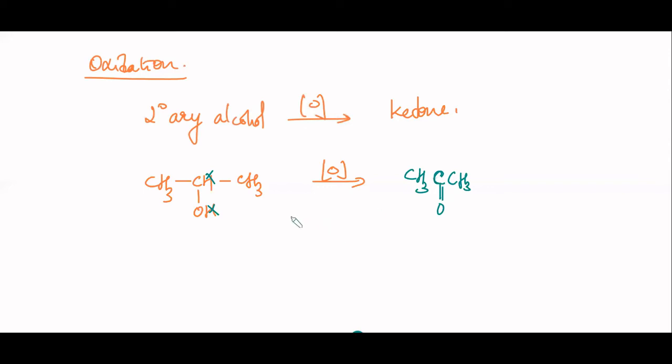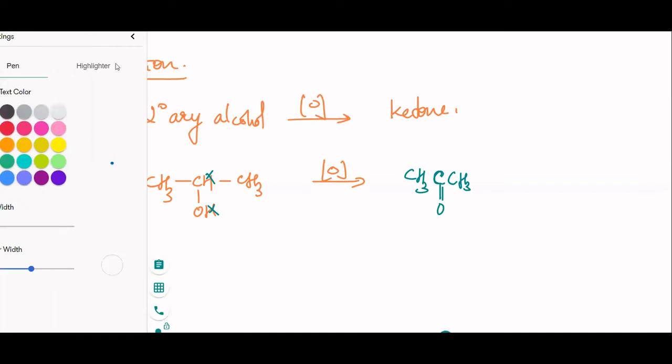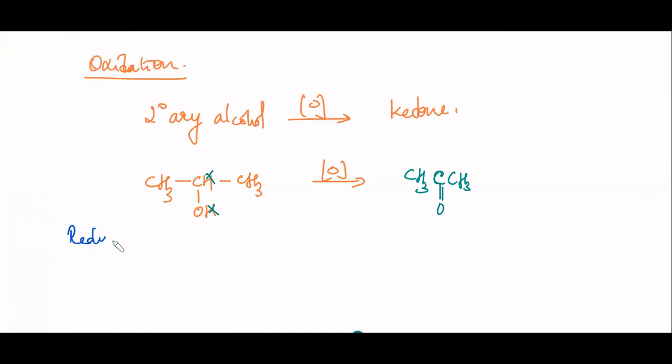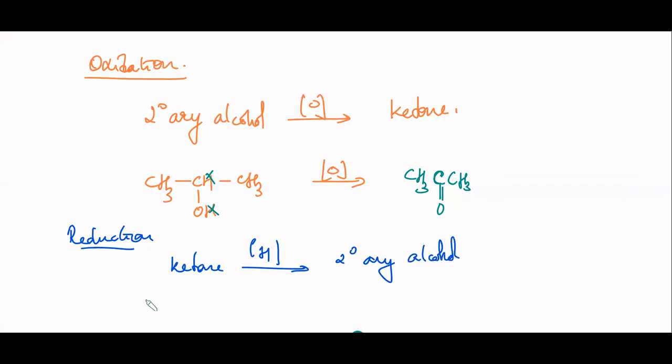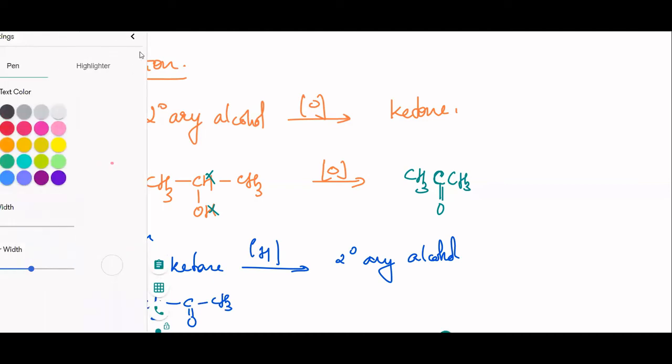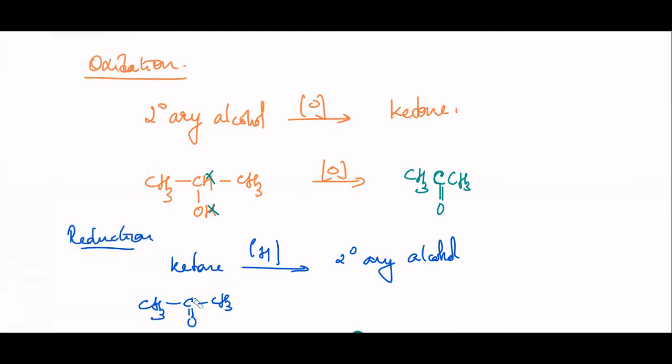Okay, so if this is oxidation, let's see how reduction works. For reduction, it's the opposite. If I have a ketone and I introduce hydrogen into it, I get the secondary alcohol. Taking the same example above, CH3, C double bond O, CH3, this carbon and this oxygen will be taking up two hydrogens. This pi bond will be cleaved and it becomes a single bond.